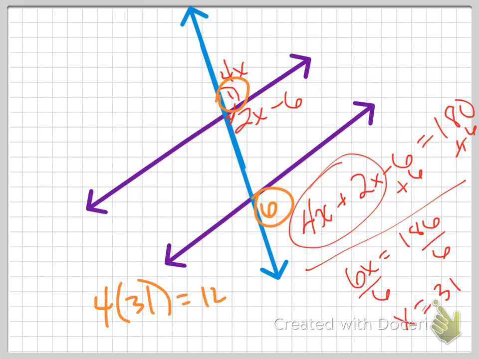And they said that was wrong. Okay, so we got to jump ahead of ourselves here. Angle 6 actually corresponds to this angle here. Notice it's in the same location, it's in the bottom.